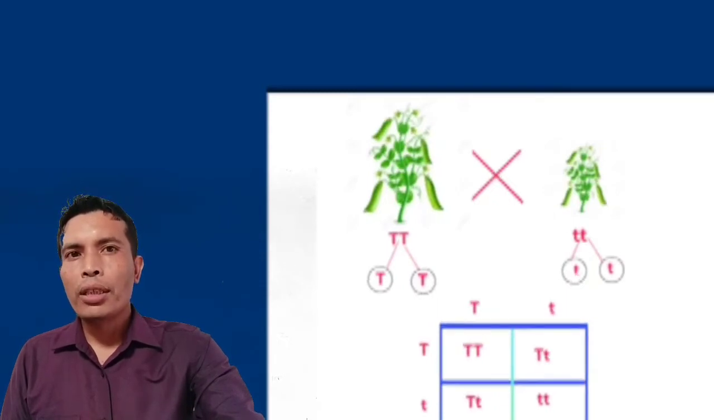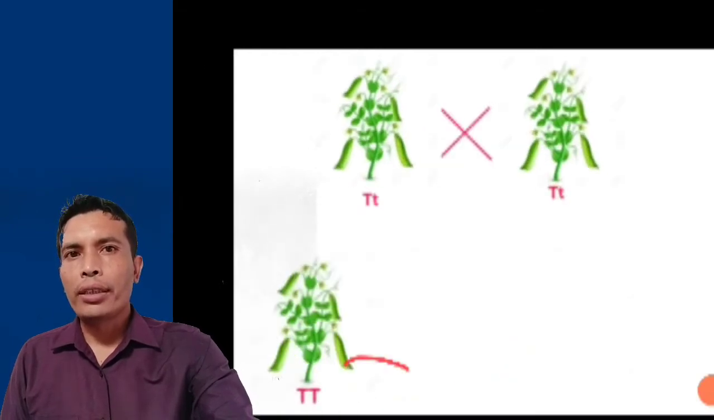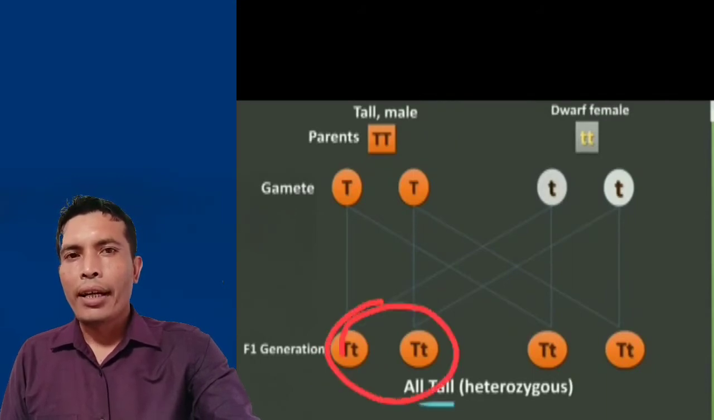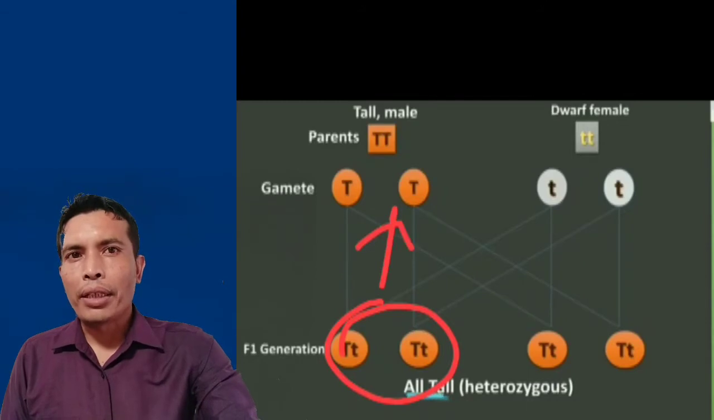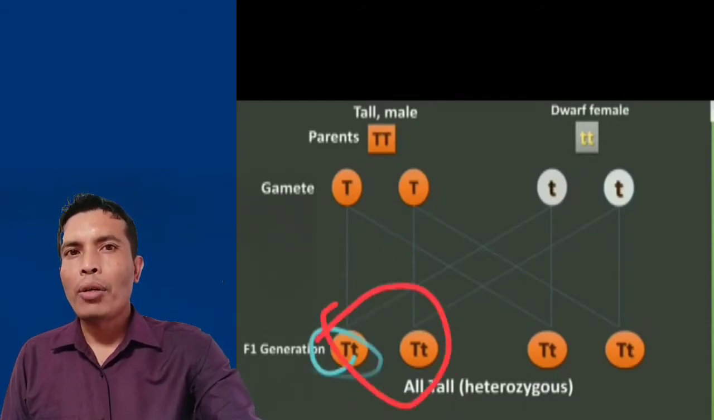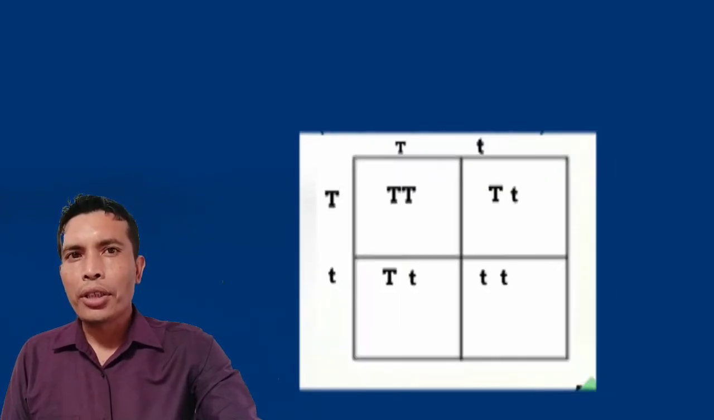This is because the factors capital T and small t remain together in the F1 hybrid but segregate during gamete formation and enter different gametes. Half the gametes receive capital T, another half of the gametes receive small t. The diploid pair condition is restored during fertilization.